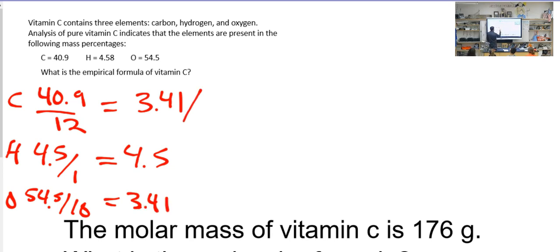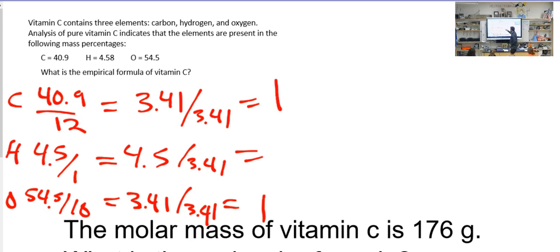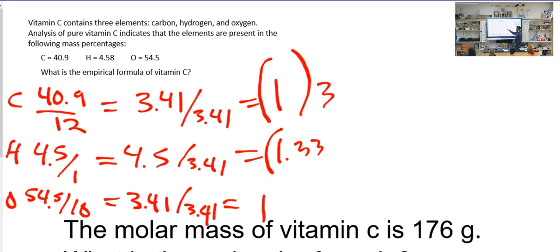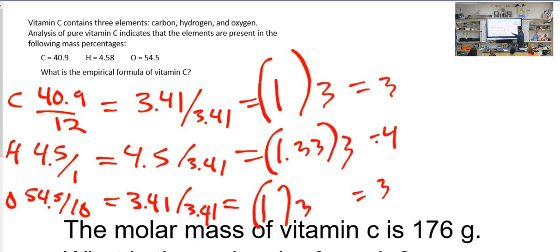All right. And then we divide by 3.41, 3.41, 3.41. That's a 1, and then you say 1.3. I'm just going to say 1.33. All right. So if they're not whole numbers, you have to make them all whole numbers. Multiply by 3, 3, 3. So we get 3, 4, and 3, right? So C3H4O3.